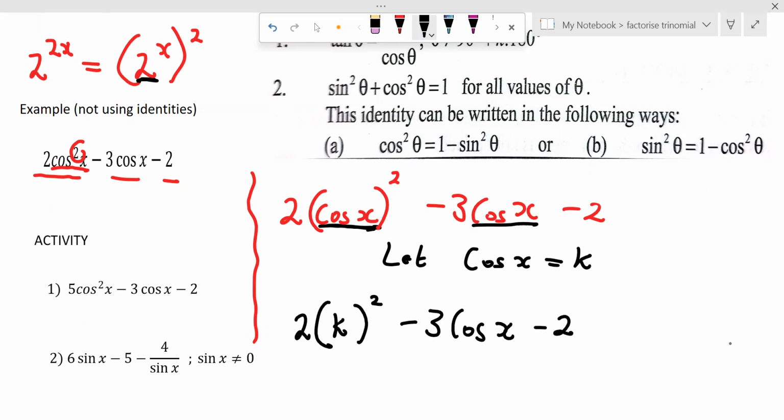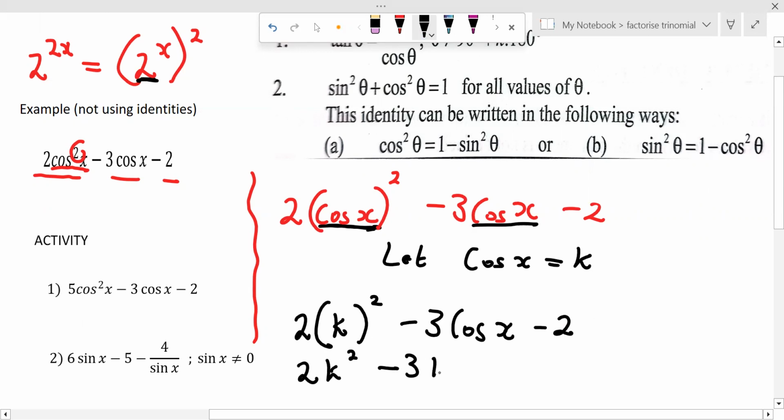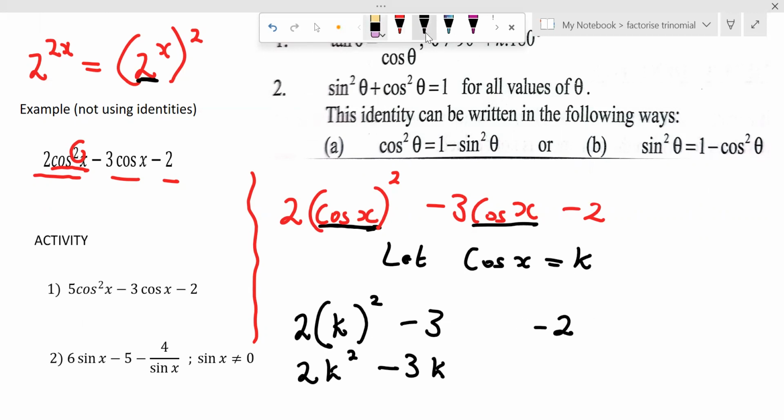Now from here, guys, I think everyone can see that we are dealing with a quadratic, so it's 2k squared minus 3k. Sorry about that. So we need to change this to be k also. It's not cos, but it's k. So we'll put k here. And then we have minus 2.